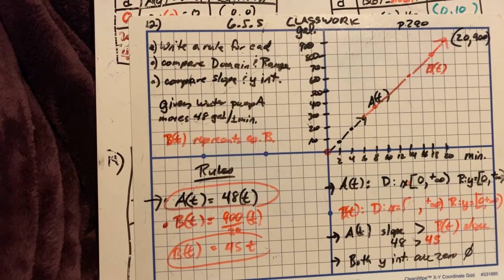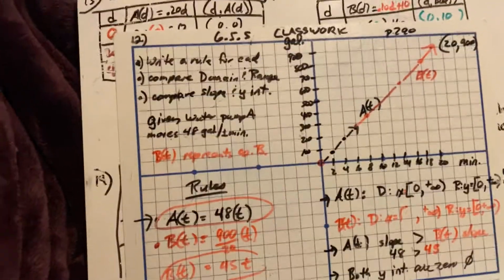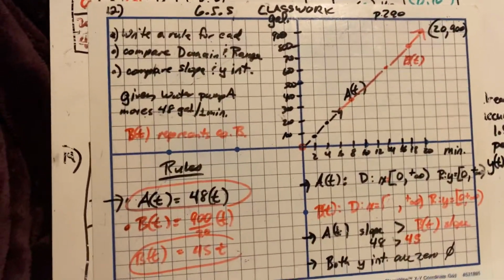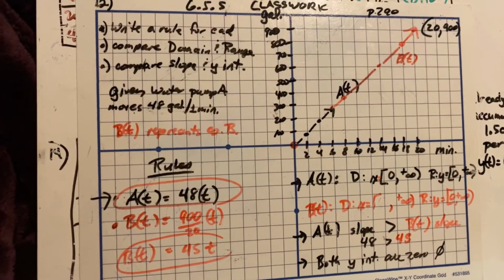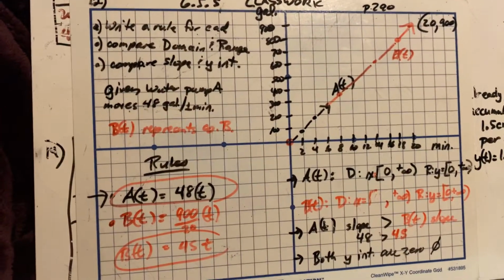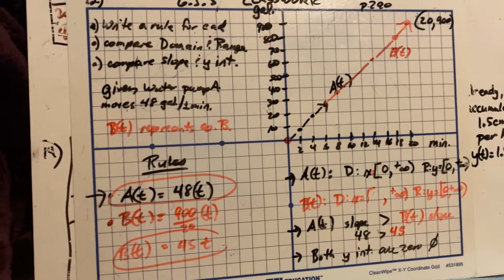I'm about to present 6.5.5. This is our classwork, page 290. So we did number 11 as our do now. Number 12, again, we're going to be given a verbal description for one of our companies, and then we're going to be given the graph for the other one.